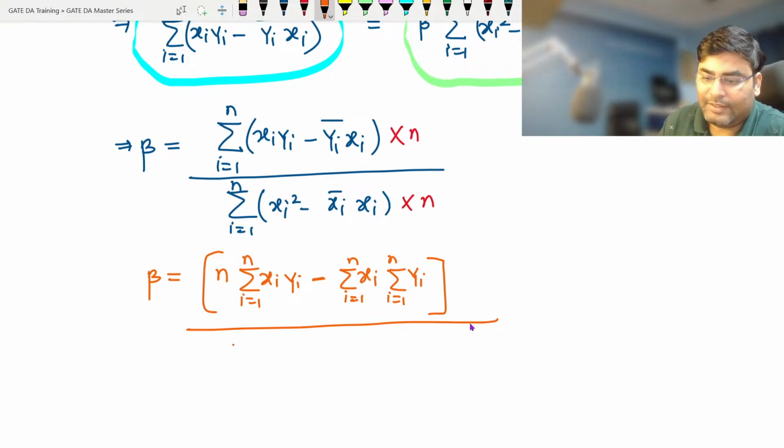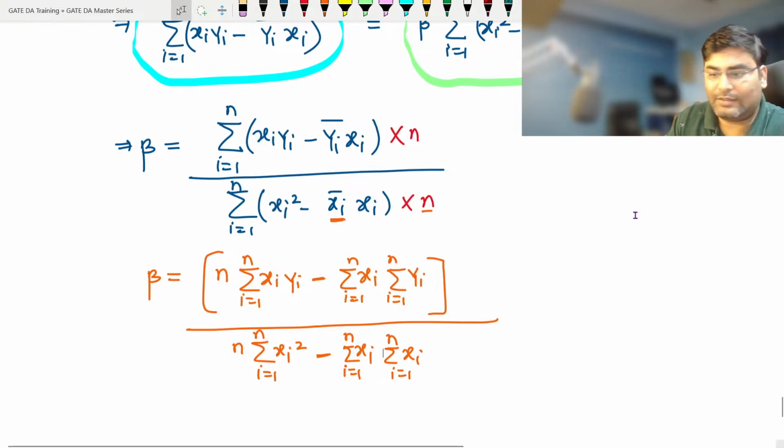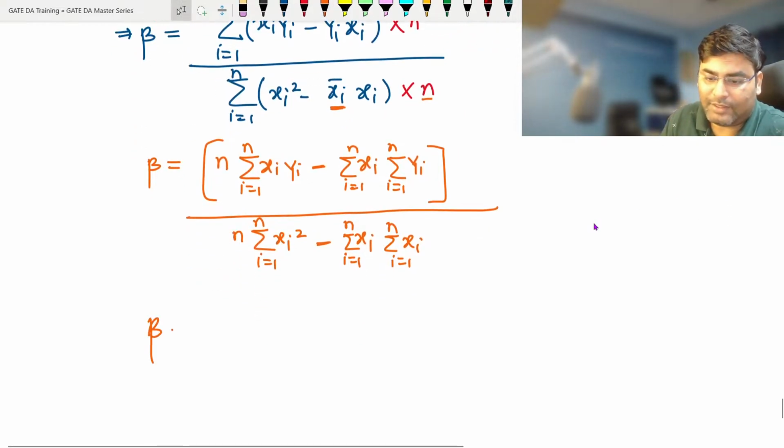similar thing we'll do. You'll write n times sigma xi square, i equal to 1 to n, minus, again it will become what? Sigma xi, i equal to 1 to n, and this n xi bar will become what? Again sigma xi, i equal to 1 to n. So you realize that, and in the final formula, guys, I'll drop the i now.